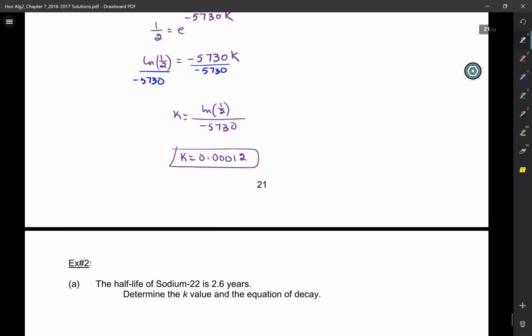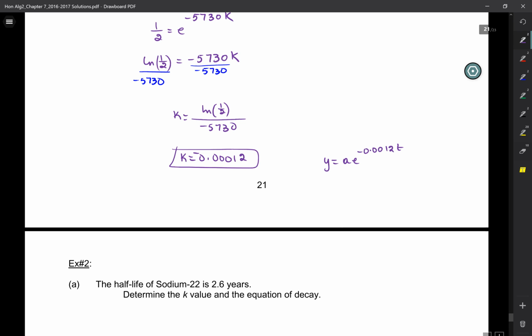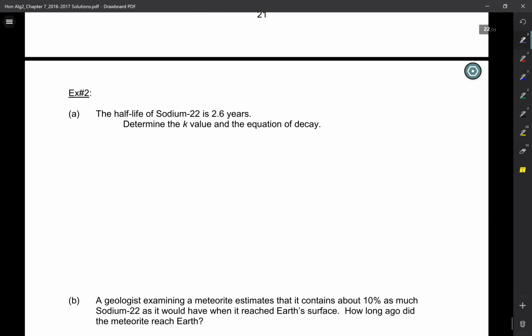So now, if we were to write the equation for this, for carbon-14, it would be Y equals A E to the negative, this was negative, right? Negative 0.0012 T. Okay? Now this is just asking you for K, so it's good enough to leave it as K. Okay? All right, so here's another one.